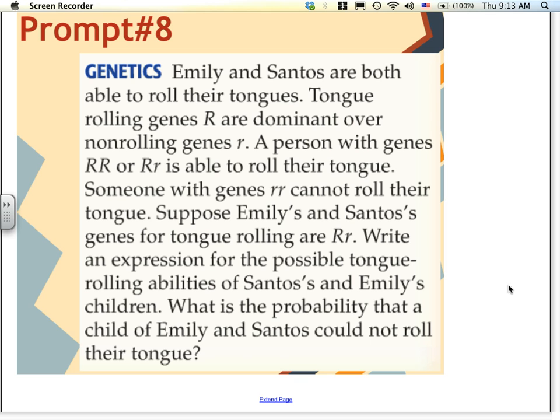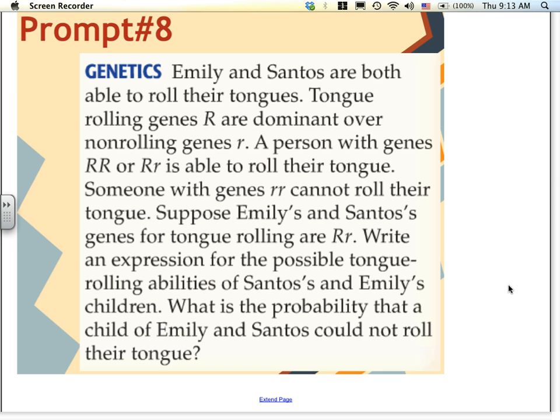Suppose Emily's and Santos' genes for tongue rolling are big R and small r. So basically, both of the parents here are able to roll their tongue because they each have one big R, right? So they can roll their tongues. Write an expression for the possible tongue rolling abilities of Santos and Emily's children. What is the probability that a child of Emily and Santos could not roll their tongue?